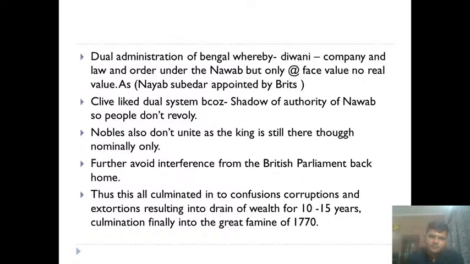Now, there is also a catch. A Naib Subedar was appointed by the British, on whose aid and advice the Nawab would decide the criminal matters also. So further, the Nawab was victimized and had no such power. Clive liked the dual system because of the shadow of authority of the Nawab, so people don't revolt. Nobles also don't unite as the king is still there through nomination only.